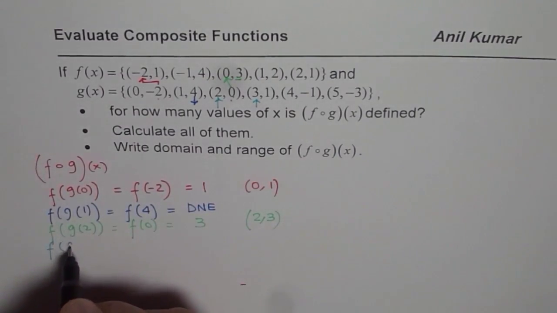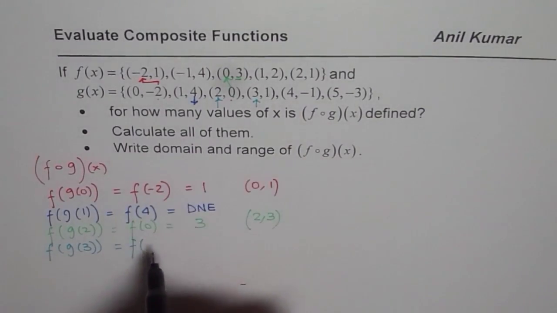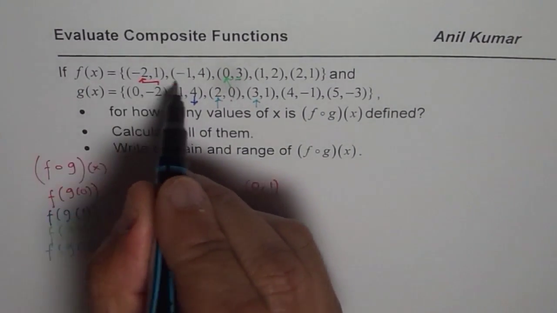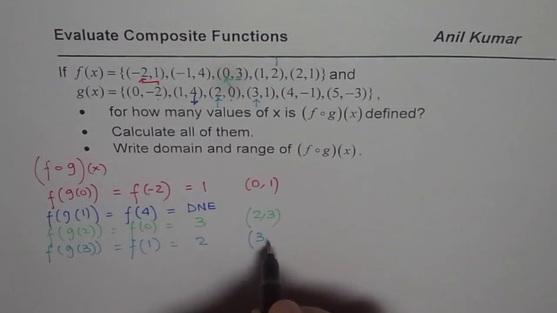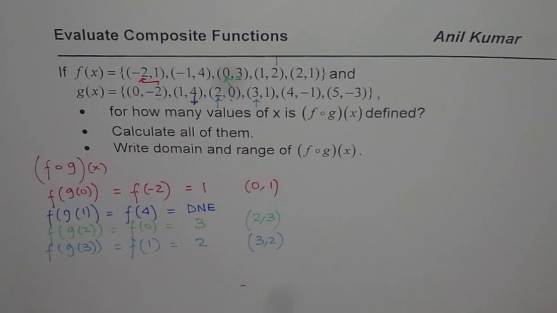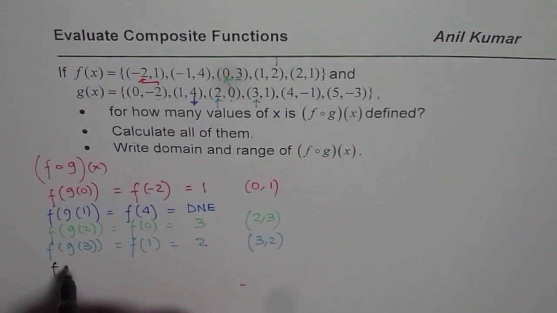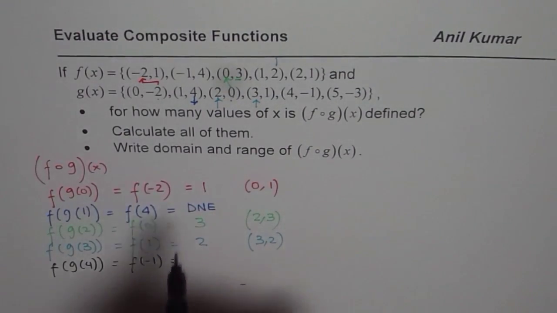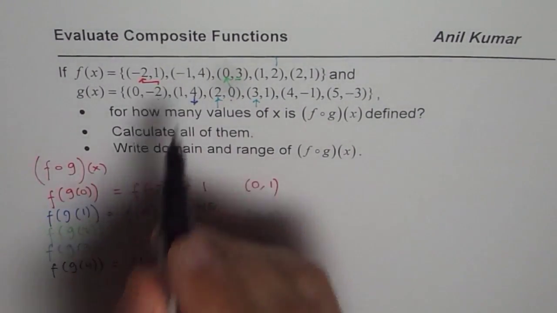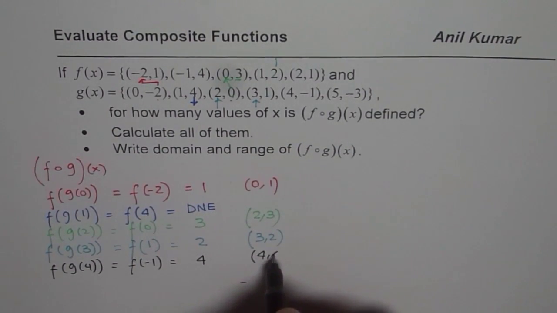So f of g of 3: g of 3 is 1, right? So f of 1 is 2, so that is the output. So we get 3 as input, 2 as the output, correct? Now let me take f of g of 4. So f of g of 4 is equal to f of minus 1, and for minus 1 the output is 4. So we get 4 as the output. So 4 is the output for 4.